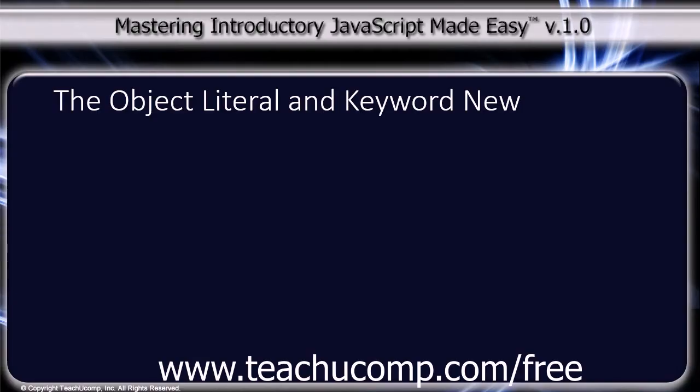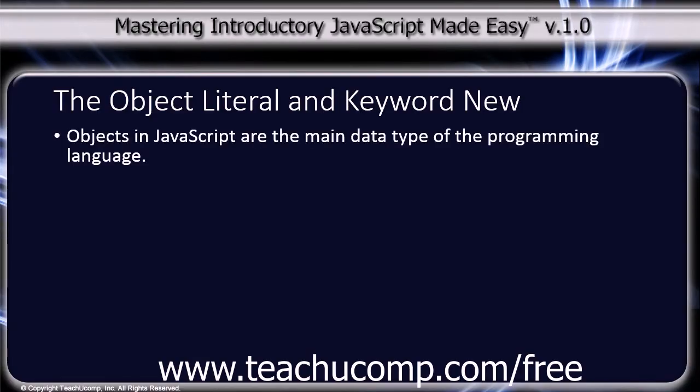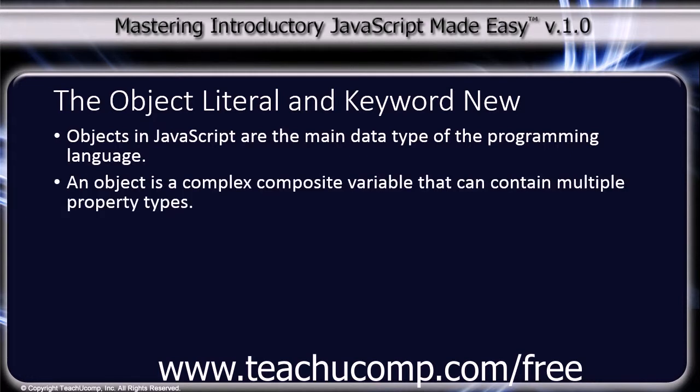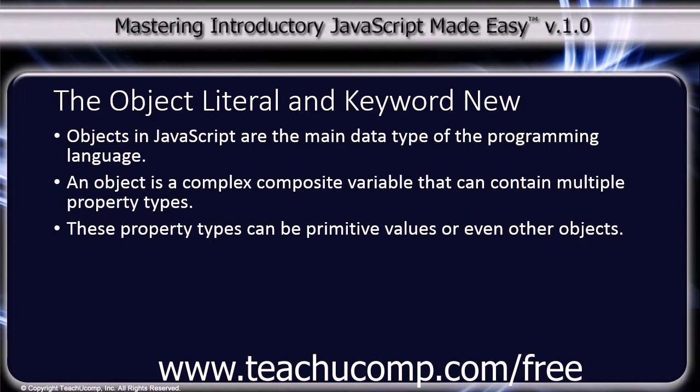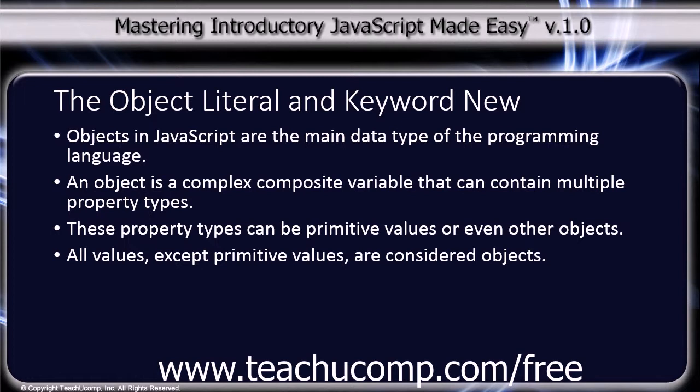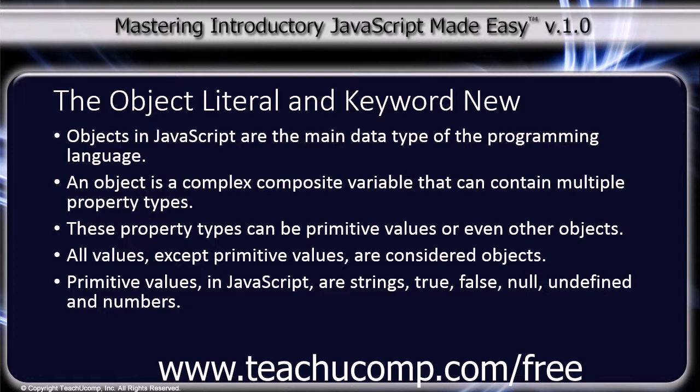www.teachucomp.com/free. Objects in JavaScript are the main data types of the programming language. An object is a complex composite variable that can contain multiple property types. These property types can be primitive values or even other objects. All values except primitive values are considered objects. Primitive values in JavaScript include strings, true, false, null, undefined, and numbers.